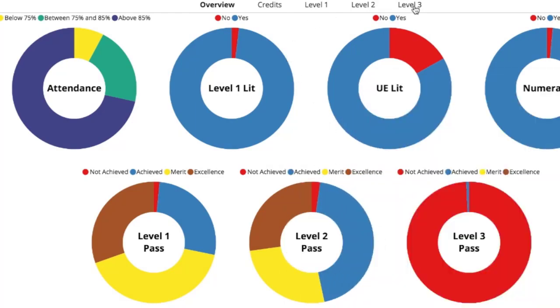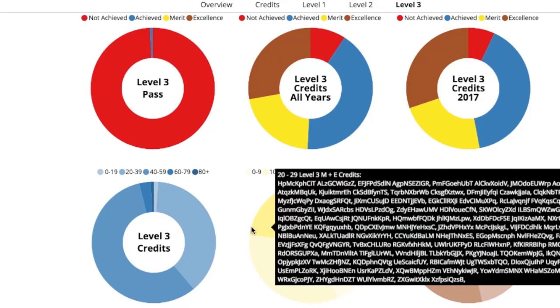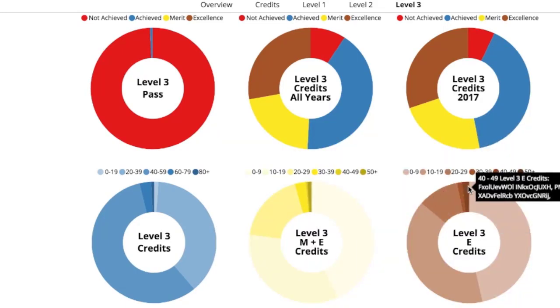And we can come in, and if we have a look at their level 3 credits, we can see who's close to getting their endorsements at merit and excellence level as well, and also the number of credits that they've got so far.